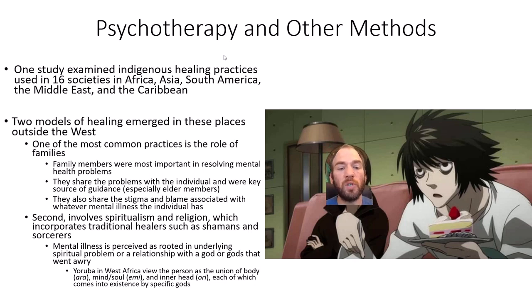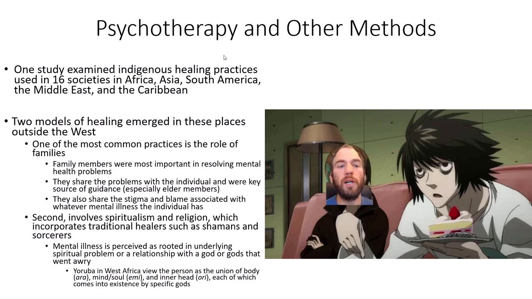Second, involves spiritualism and religion, which incorporates traditional healers such as shamans and sorcerers. Mental illness is perceived as rooted in an underlying spiritual problem or a relationship with God or gods that went awry. So the Yoruba in West Africa view the person as the union of body, mind, soul, and inner head, each of which comes into existence by specific gods.